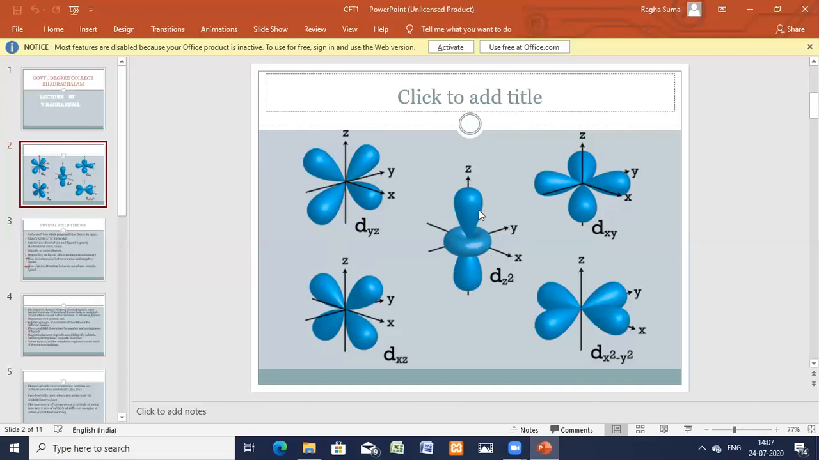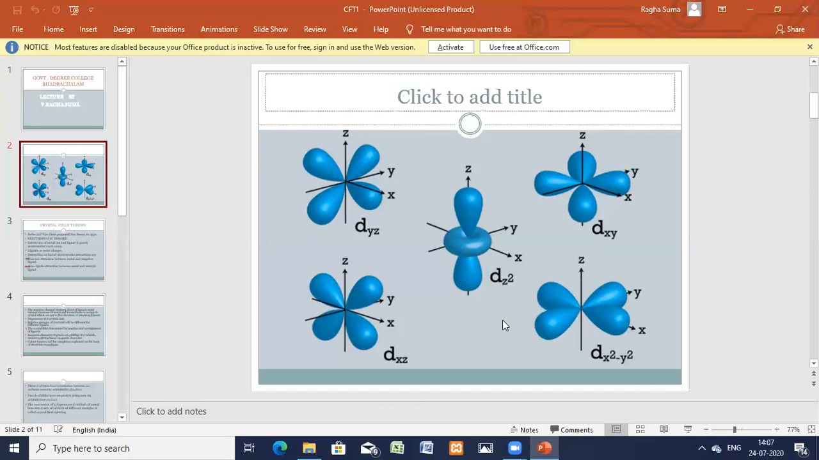Here there is no concentration of any electron cloud. It is completely on the z-axis. On the z-axis you have two vertical lobes and a saucer-like shape. This is dz², so this is along the z-axis. These two orbitals are along the axis.